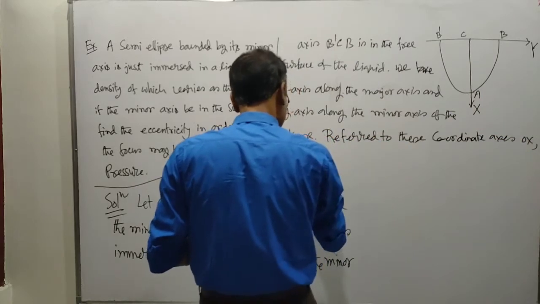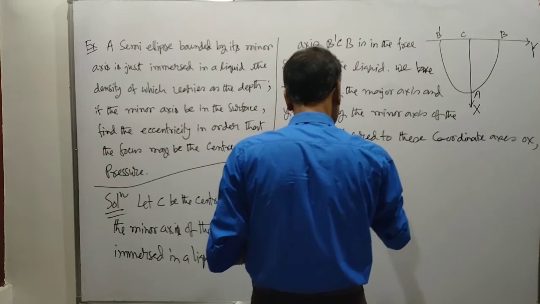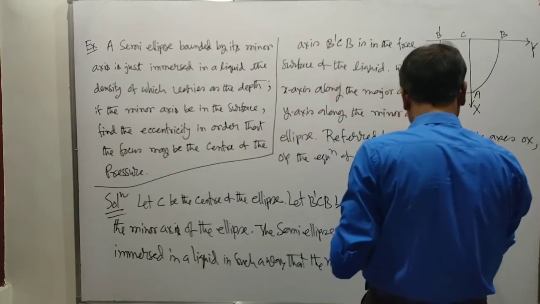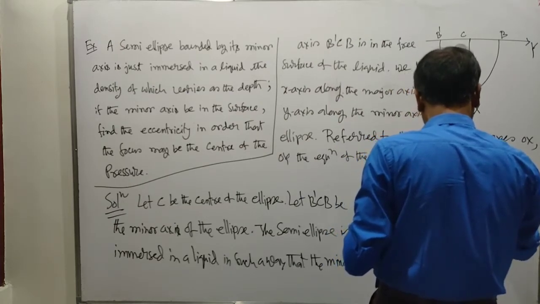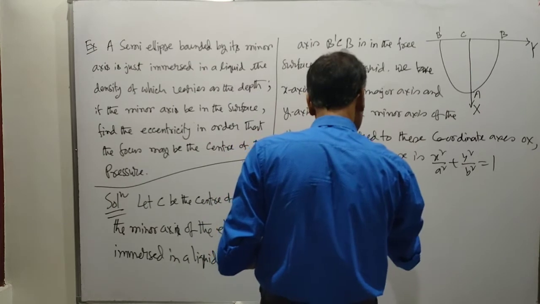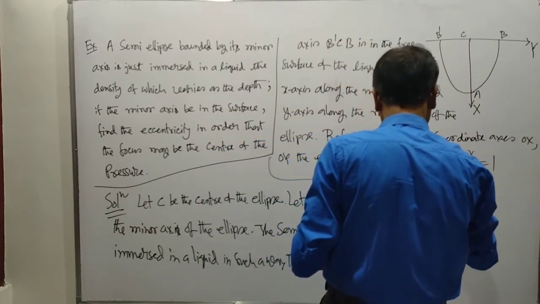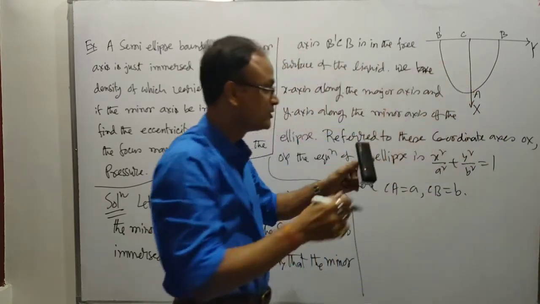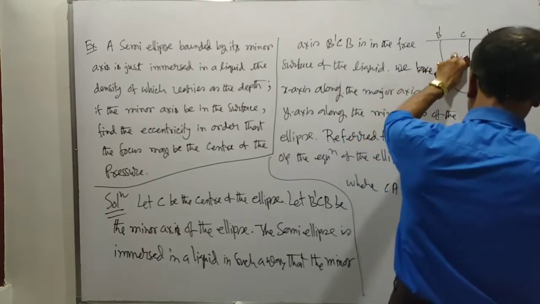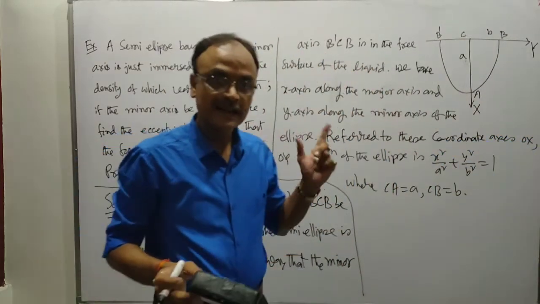The equation of the ellipse is x square by a square plus y square by b square equal to 1, where CA equal to a and CB is equal to b. Right?